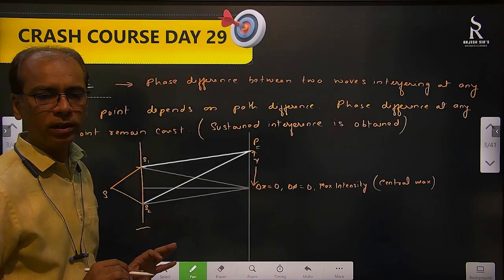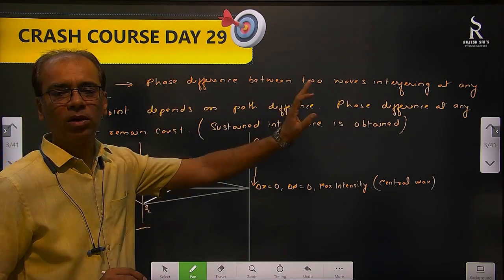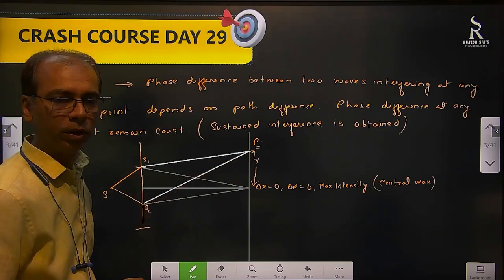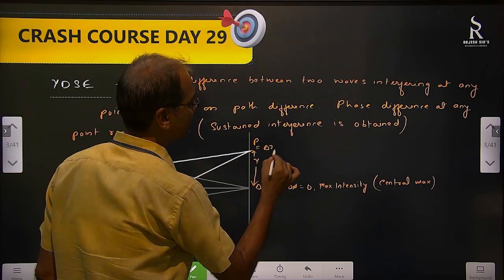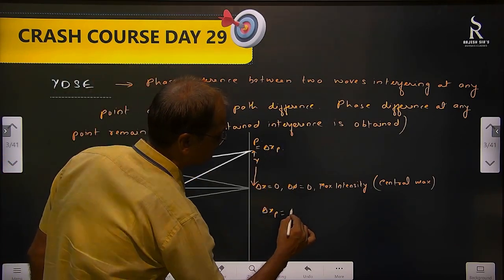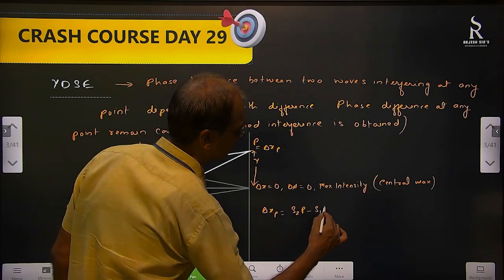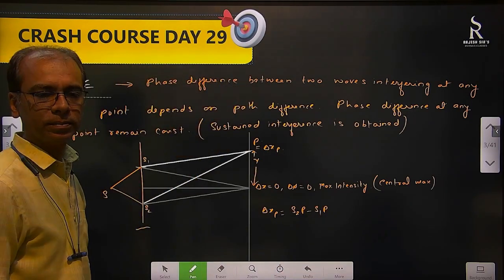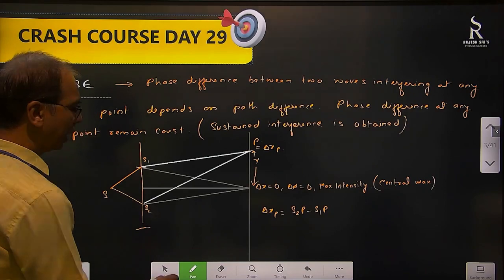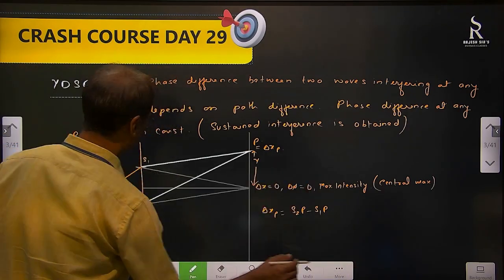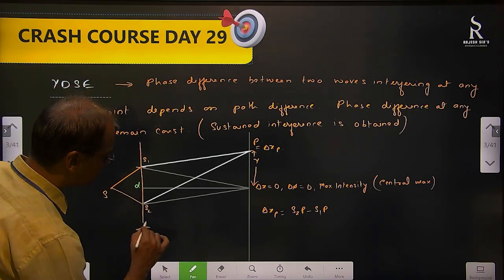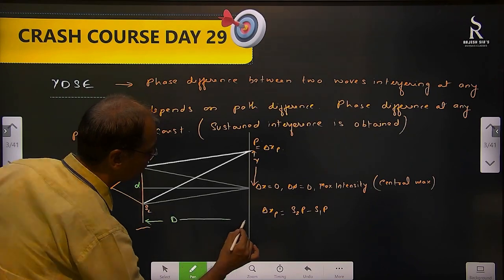What is the most important thing? As we said, the phase difference depends on the path difference, so we have to calculate the path difference at point P. Delta x at point P is equal to S2P minus S1P. Now, what is the separation between S1 and S2? The standard notation for this is small d. And the separation between the sources and the screen, we take as capital D.